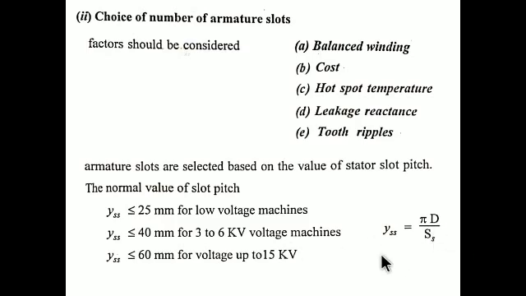After finding this, we have several considerations. The y of ss value should be less than 25 mm for a low voltage machine. The same y of ss value is less than 40 mm when we are using 3 to 6 kilovolt machines. At the same time, y of ss is less than 60 mm when we are using voltages up to 15 kilovolt. So by using these 3 factors, we can select a proper value of y of ss. With this value of y of ss, we can select the slots.